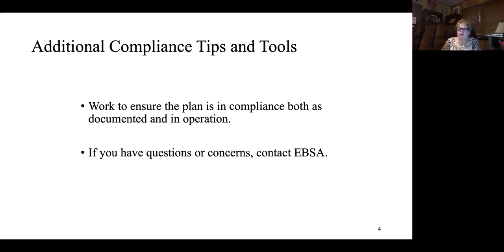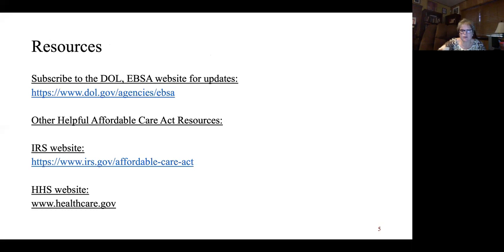And then if you have questions or concerns, you can contact EBSA. And our number is on the last slide. You can talk to a benefits advisor. And there's also sometimes people that you can call within EBSA, and a little bit of information about that is on the last slide as well.